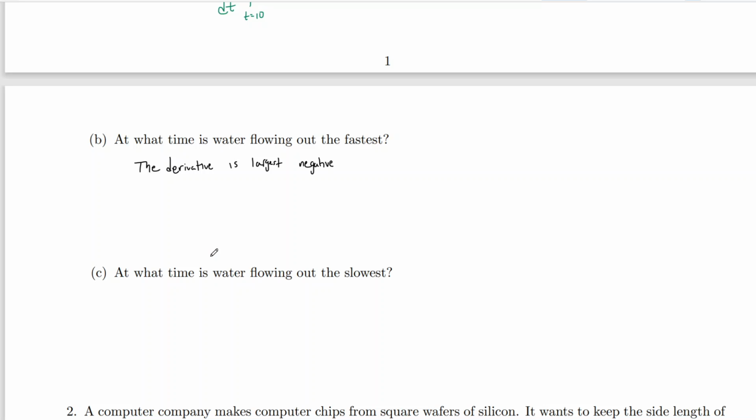And then part C is analogous. What time is the water flowing out the slowest? It's when the derivative is the smallest negative. Now I have to specify negative because technically, something like negative 100 is smaller than negative 50. But the bigger negative the number is, the faster it's coming out. So negative 100 would mean you have about 100 gallons coming out per minute. Negative 50 would mean you have about 50 gallons coming out per minute. So it's slower the smaller the negative number is.